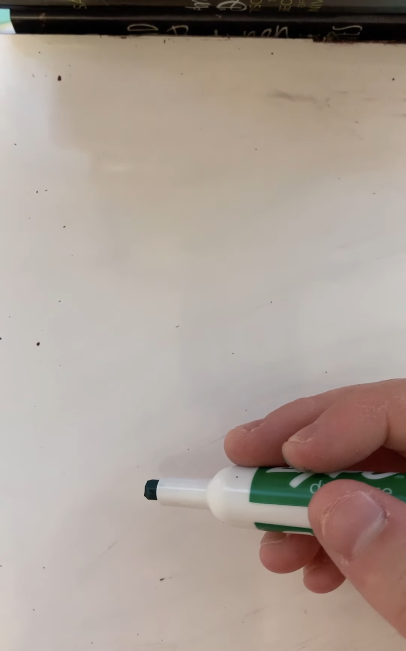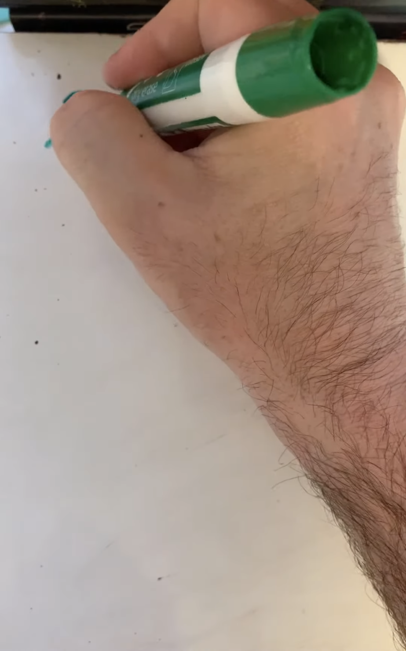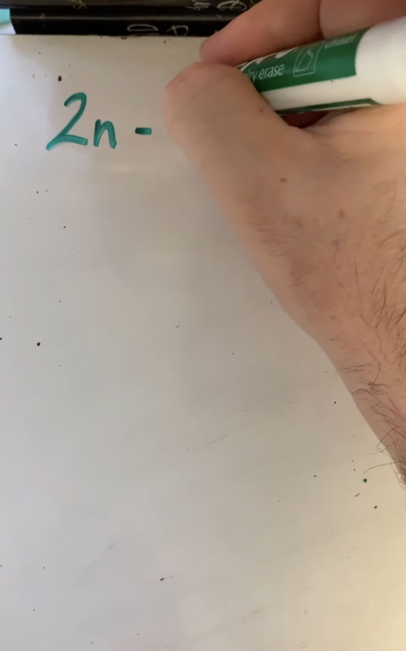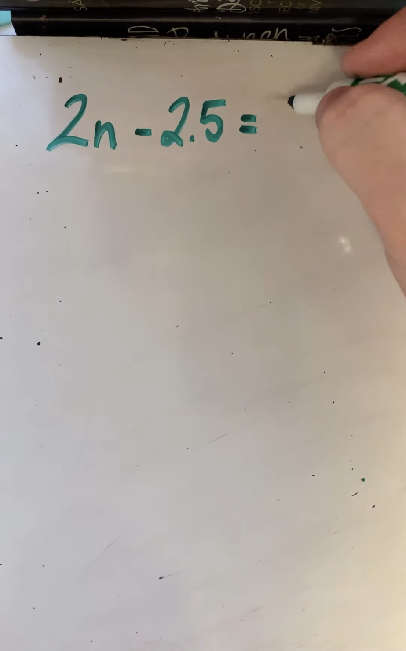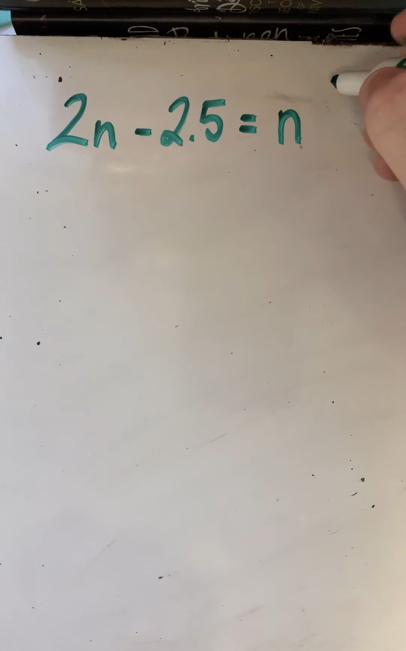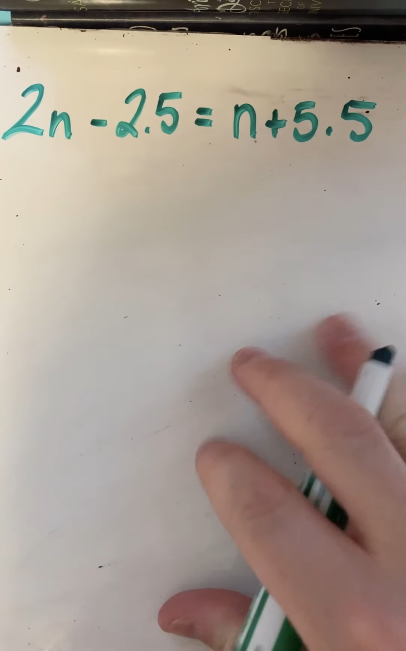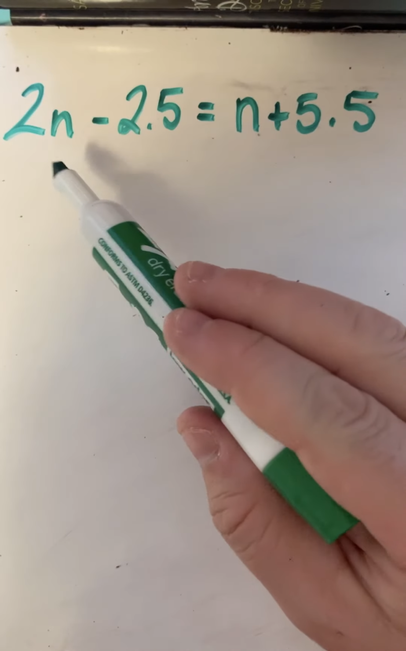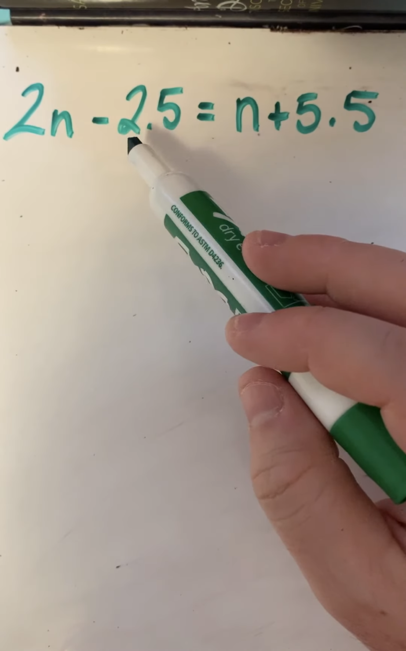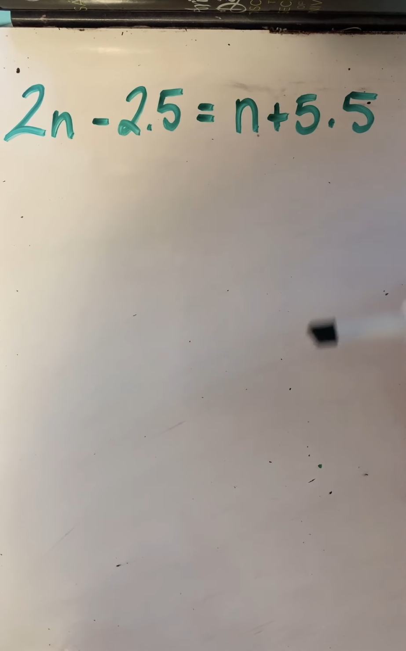Let's take a look at something that we did. Now, 2n minus 2.5 equals n plus 5.5. The reason it's called a multi-step equation is because you're going to have to do two different things. You're going to be moving the variables together, and you're going to be moving the constants together. So let's do that right now.